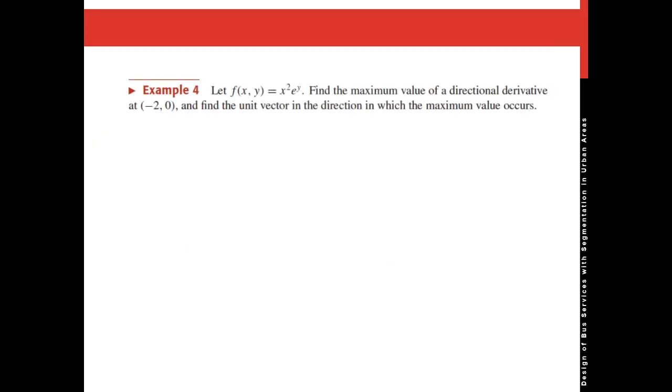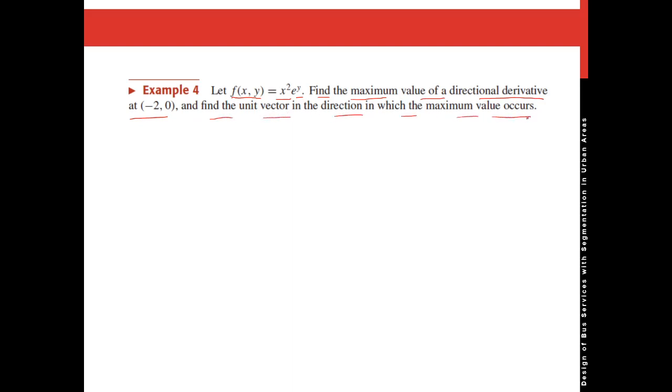So now we will do a problem. The directional derivative has maximum value if the unit vector is in the direction of del f, and minimum value in the direction opposite to del f. So let us use this example. Let f of x, y is equal to x square e raised to y. Find the maximum value of a directional derivative at minus 2, 0.